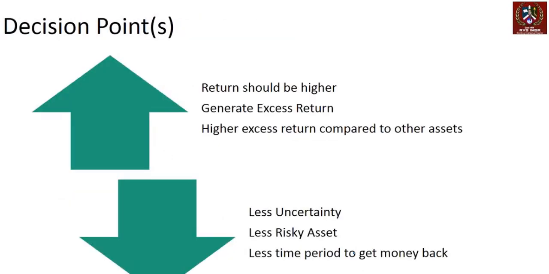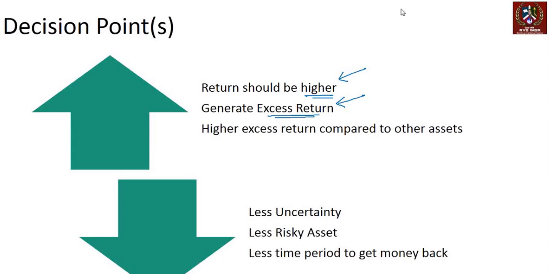So what are the broad decision points? We want higher returns, as high as possible. We want to generate excess return as well. Higher is fine, but we want to get excess return over and above a base return, right? So for example, if inflation is 8%, I want a return more than 8%, right? Higher here is a relative term. We don't know what is high. 7% might be high for you, may not be high for me. When we say excess return, we do need more than 8% if inflation is 8%, right?